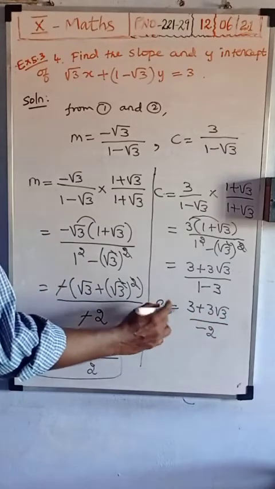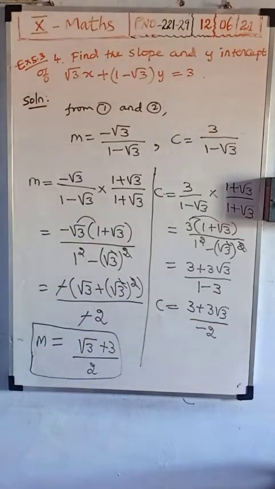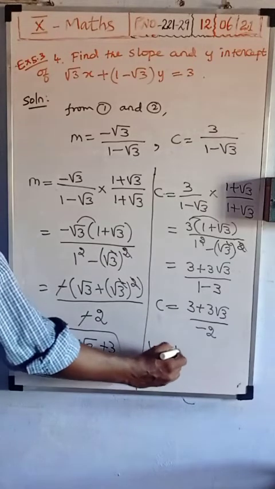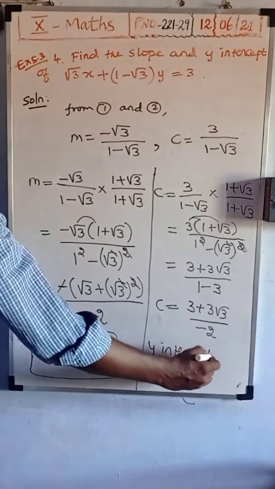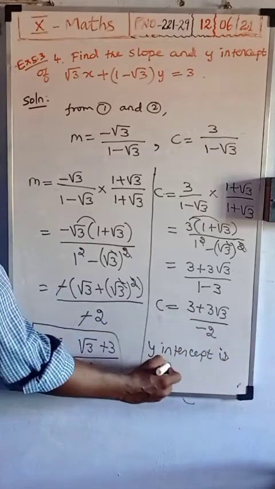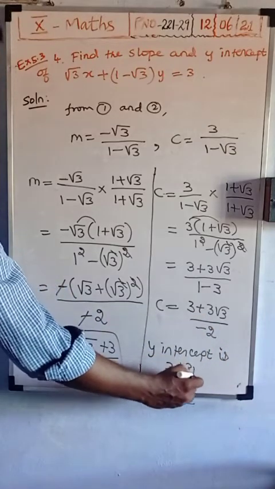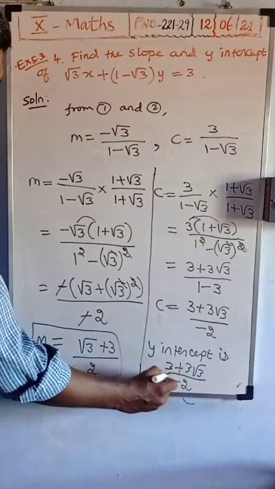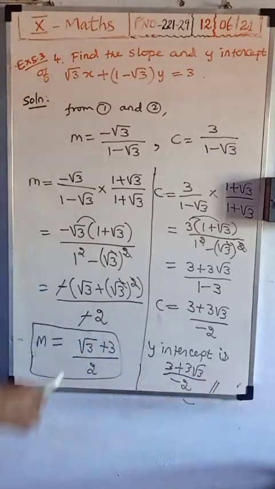This is C. Therefore, the question has to find the slope and y intercept. The slope we received, okay, this is the slope. Then your y intercept is C. The y intercept is this value, 3 plus 3 root 3 divided by minus 2. Okay, that's all. This is the slope, and this is the y intercept C.